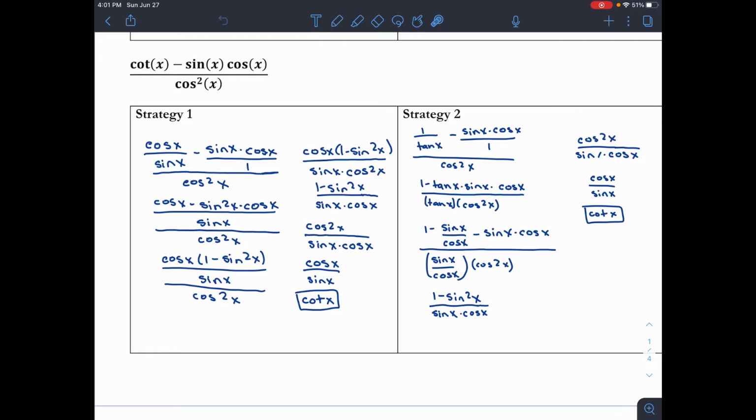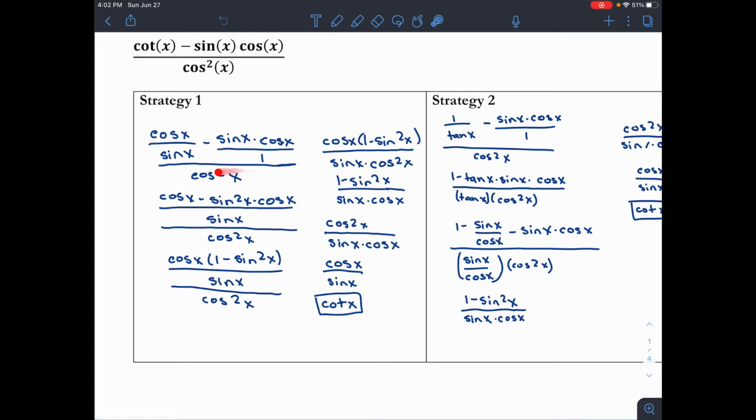So the next question: cotangent x minus sine x times cosine x, all over cosine squared x. We know that cotangent x is equal to cosine x over sine x, and this sine x times cosine x, we can put over 1 so that we can see these two as fractions, and it's still over cosine squared x.